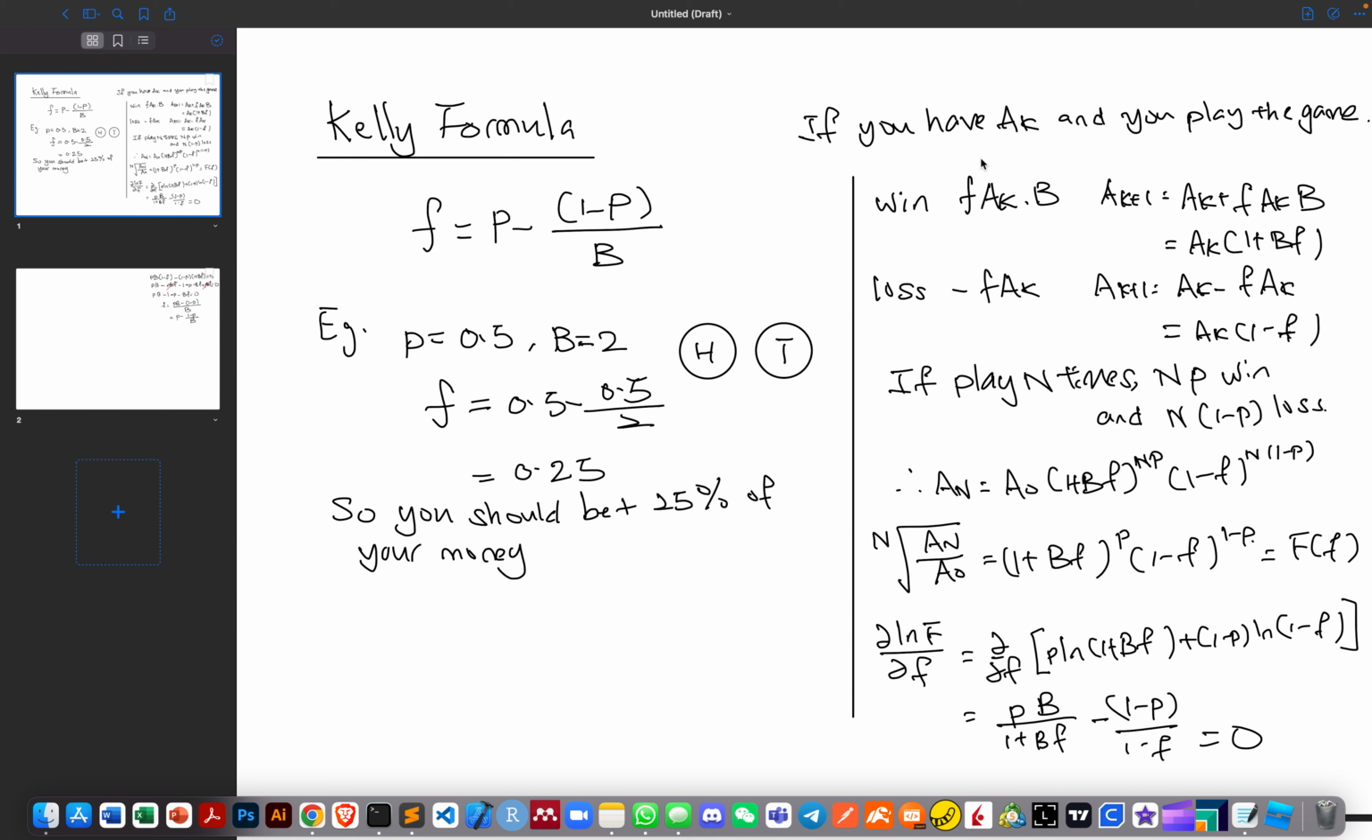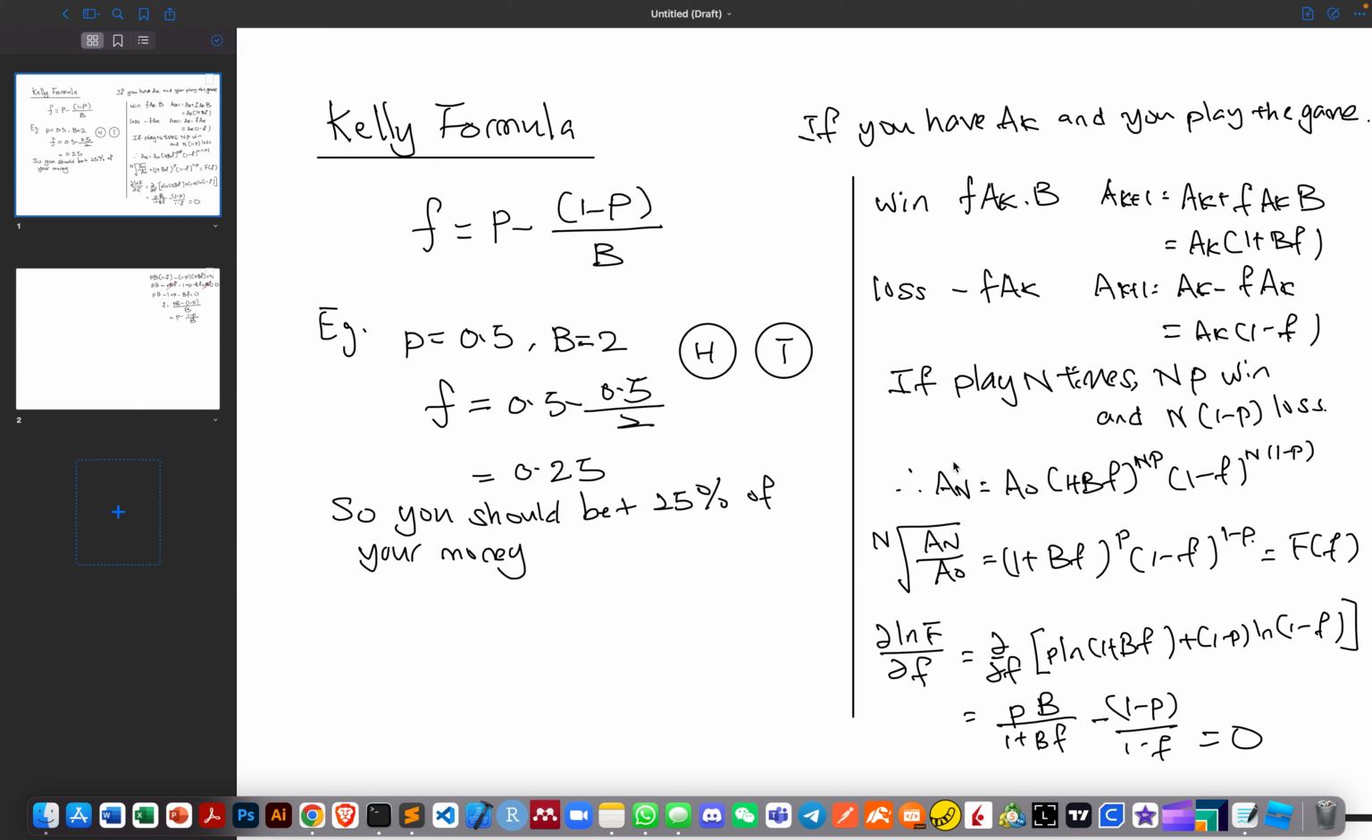If your balance at time k is given by A_k and you play the game, and if you win, you will have A_k plus F A_k B, which is given by A_k (1 plus BF). If you lose, you will have A_(k+1) equal to A_k minus F times A_k, or A_k (1 minus F). If you play N times, you will win NP times and lose N(1 minus P) times.